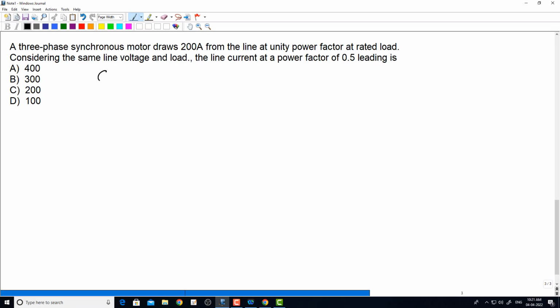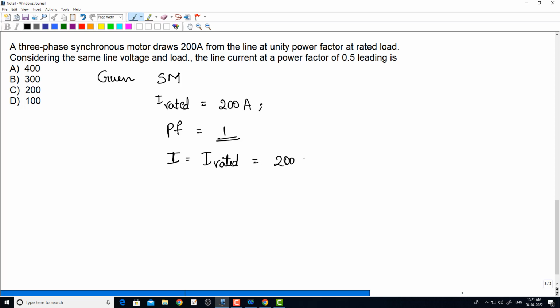Given data. What is given? Synchronous motor. The synchronous motor is drawing the rated current, that is how much? 200 amperes, and the power factor of the load is 1, unity power factor at rated load. Rated load means I is equal to I rated, that is 200 amperes.